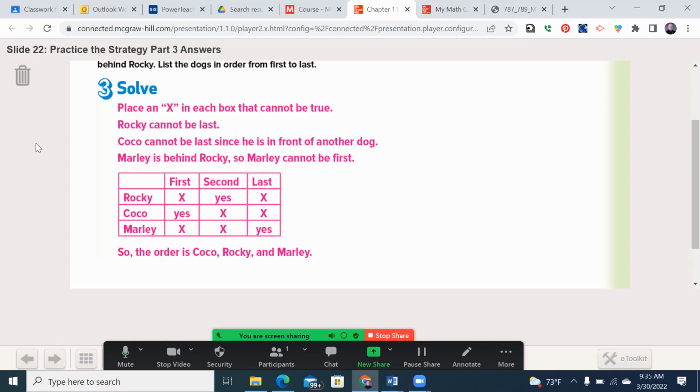Coco's in front of another dog, which could be Marley. So you got a possibility. But when it comes down to it, we're going to decide that Coco is first, Rocky is second, and Marley is third. If you want to adjust this, go ahead and write that in and then come back when you're ready.